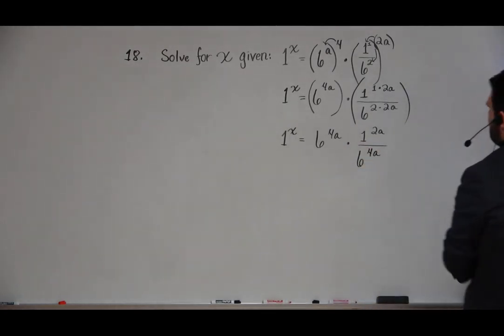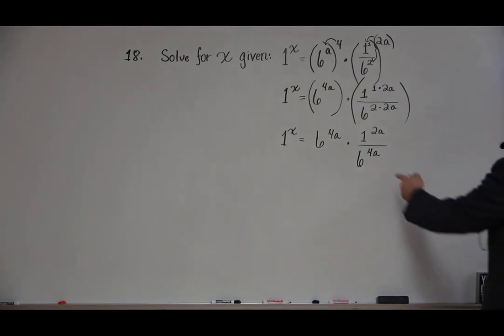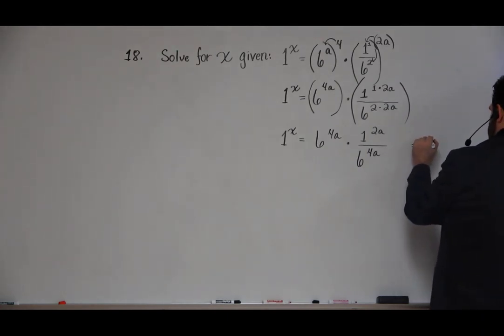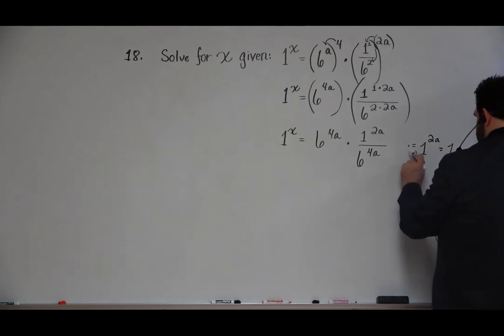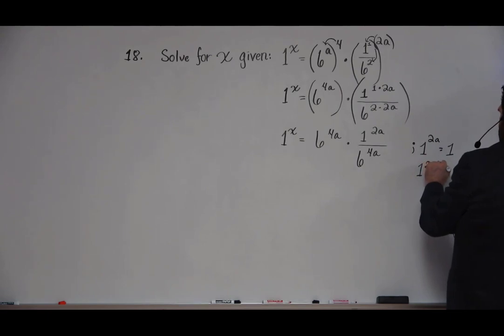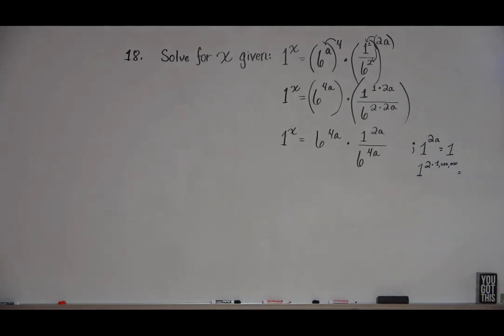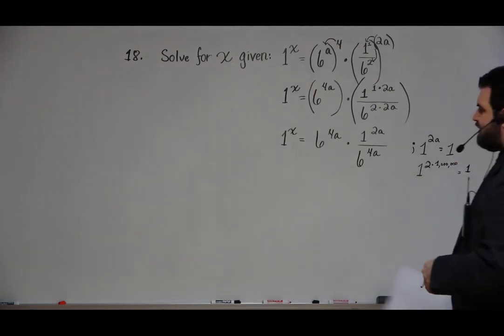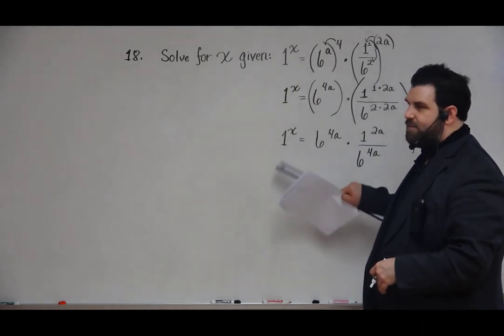Now here's the key. Any 1 raised to the power of anything, like 1 raised to the power of 2a, equals 1. You could think about it like this. Let's plug in some huge number, and let's make a be 1 million. So that's 1 raised to the power of 2 million. That's 1 times 1 times 1 times 1, 2 million times. Guess what the answer is? It's going to be 1. So that kind of gives this game away. 1 raised to the power of anything is 1.